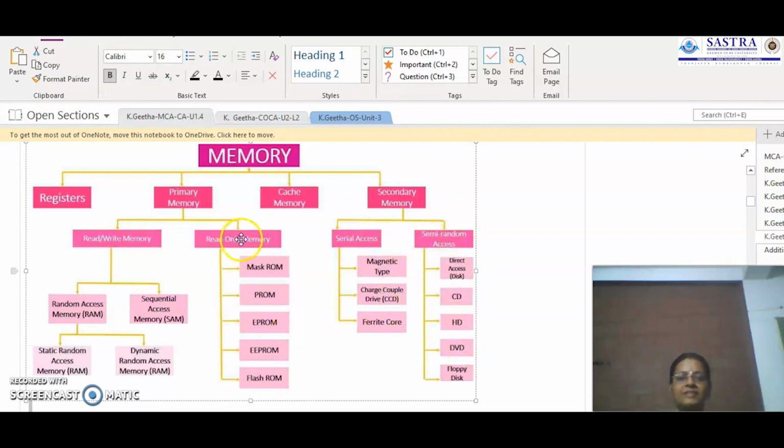So we have just discussed different levels of memory, the hierarchy of memory, how these different levels of memory vary in terms of speed, cost, and size, and we have also discussed the various classification of the memory.